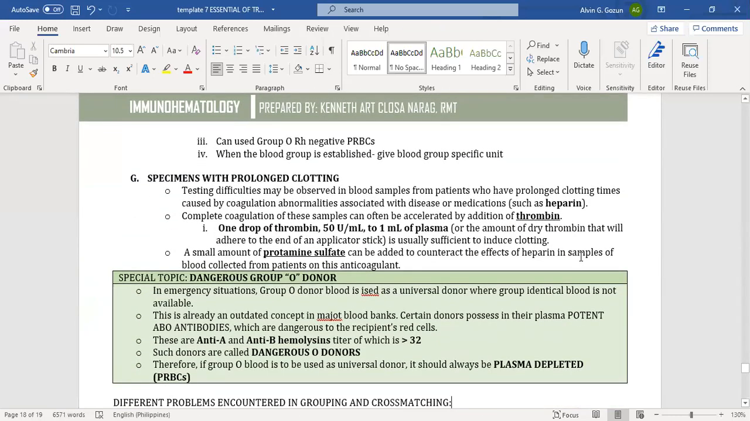So sabi dito, specimens naman daw na may prolonged clotting. Mahirap itest tong mga specimen na to. There may be a coagulation abnormality associated with a disease or medication. So complete coagulation of the samples can often be accelerated by addition of thrombin. 1 drop of thrombin or 50 units per ml, you mix it with 1 ml of plasma. A small amount of protamine sulfate can be added to counteract the effect of heparin in samples of blood collected from patients on this anticoagulant.